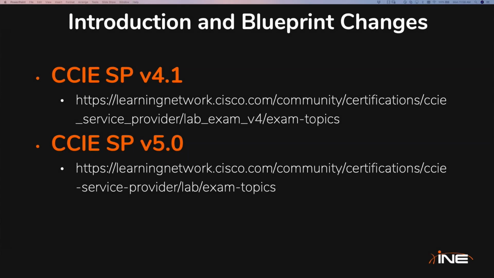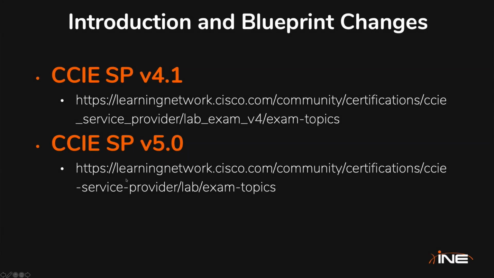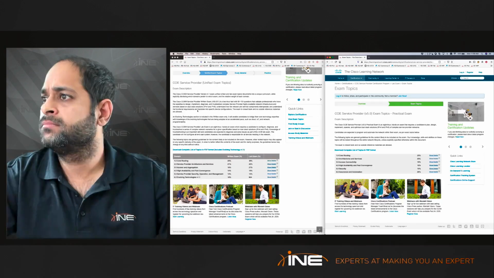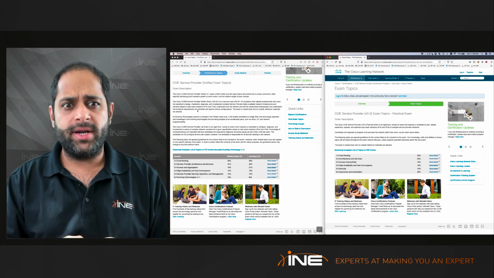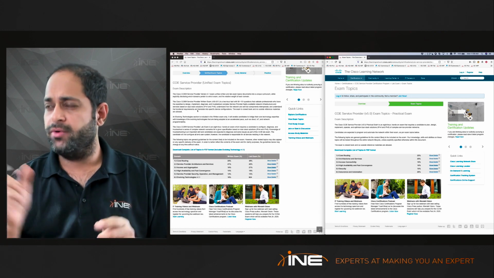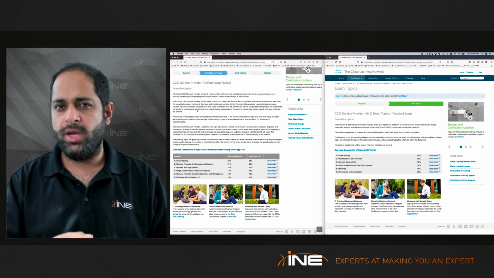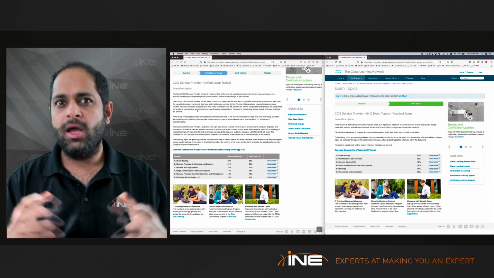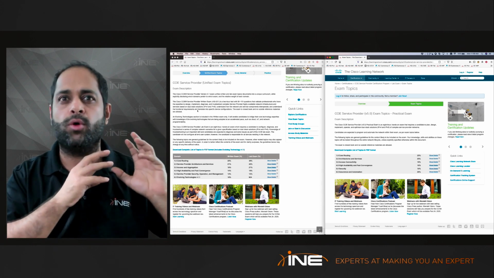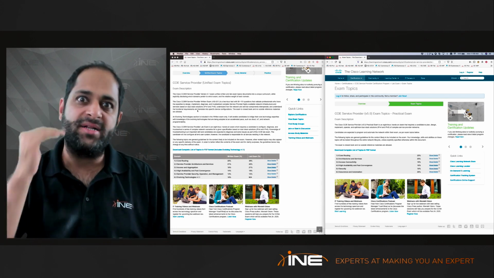Now here is the link where Cisco has provided us with the basic differences, the blueprint differences between version 4.1, which is the current version right now, and the new version which is coming up in February 2020. So let's have a quick look at these blueprint changes. If I look at service provider version 4.1 to 5.0, the basic difference is in the domains. With the new version, Cisco organized all the topics in respective domains.